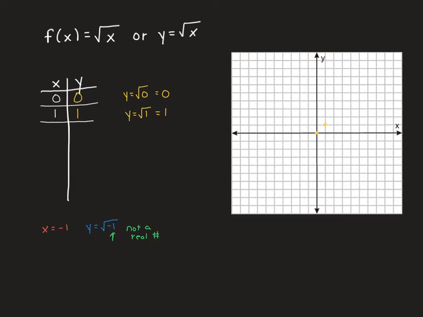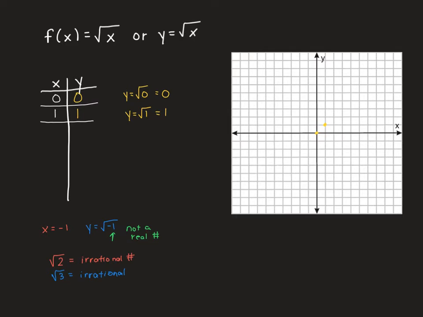Now we could choose 2, but if we choose the square root of 2, that's going to be a non-repeating, non-terminating decimal, and that's going to be hard for us to graph. So this is actually an irrational number. And the same thing would happen with the square root of 3. That is also irrational. So what would make it easy is if we only chose perfect squares here, because then we'd have nice whole numbers to plot.